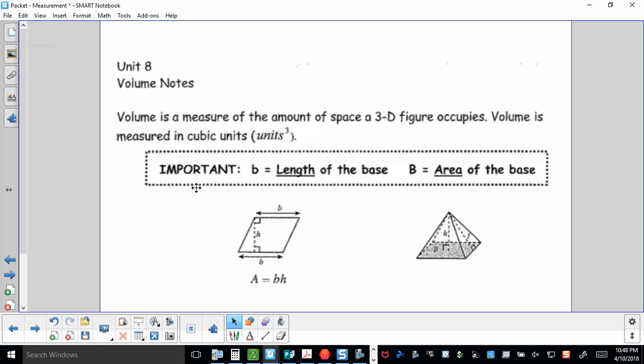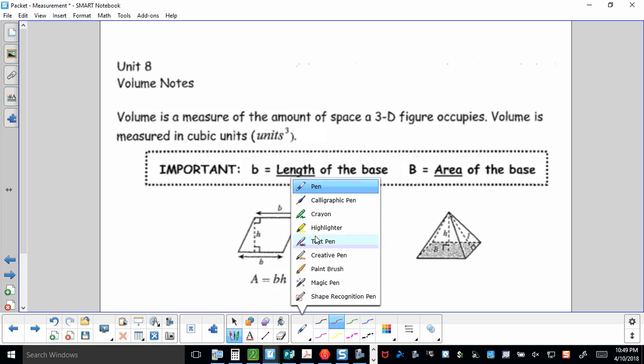Today we'll be calculating the volume. Volume is the measure of the amount of space a 3D figure occupies. Volume is measured in cubic units. So it's important that we remember the difference between little b and big B.